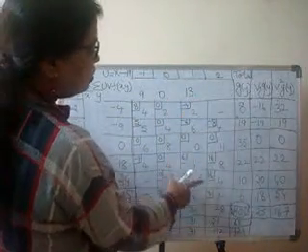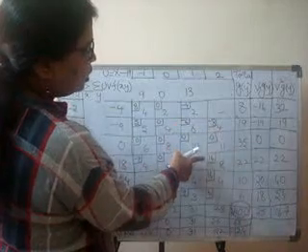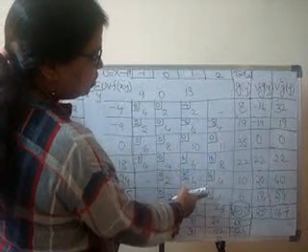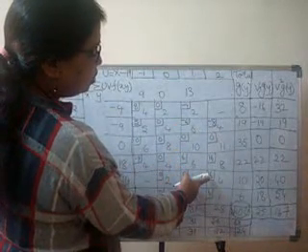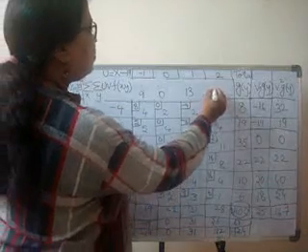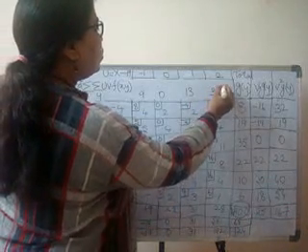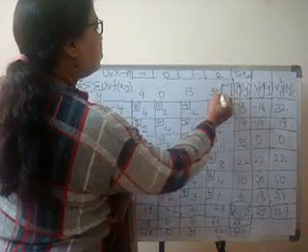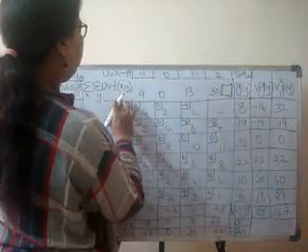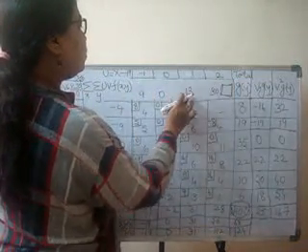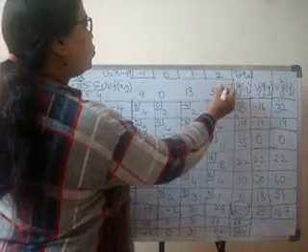And what will be this? 8 plus this 14. 30. So your total would be 30, 40, 52.